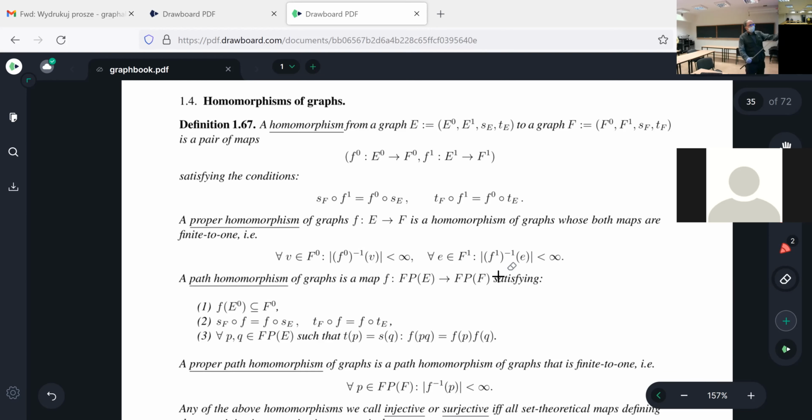And of course, as always, we must respect the endpoint and the beginning points of our edges. And here, this finite to one simply means that when I have a preimage of any vertex under F0 and preimage of any edge under F1, then the set which I obtain is finite. So this is proper homomorphism of graphs.